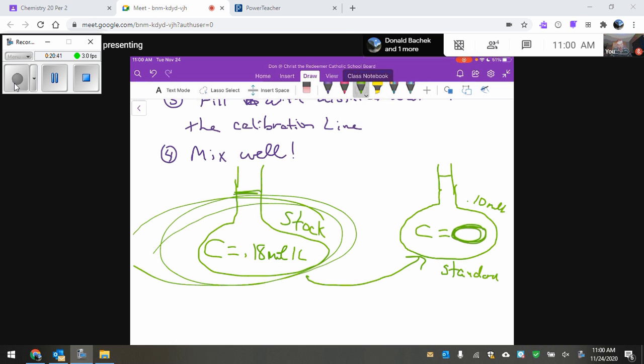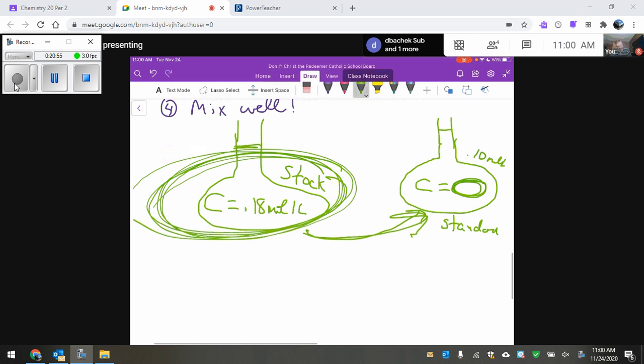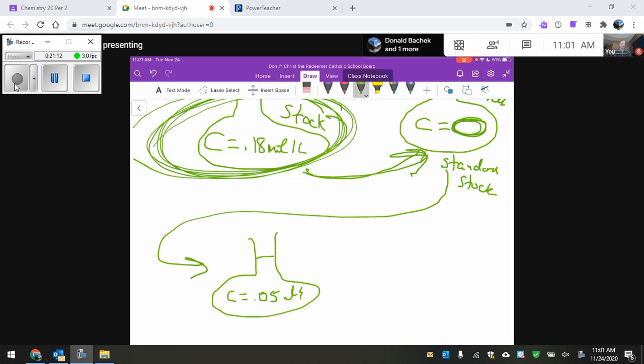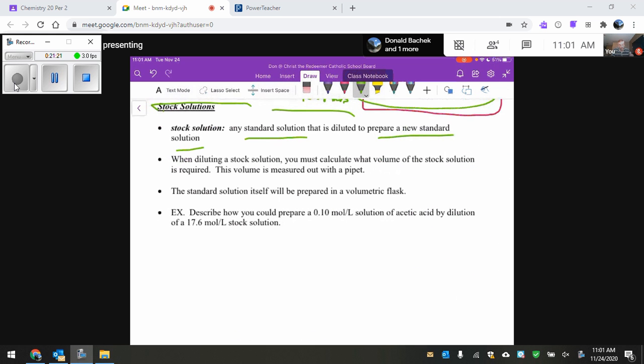Well, I can use my stock solution, which was a standard solution, and make a new standard solution right here. And to make that even more confusing, if I took this one and decided I want to make another one, this now becomes the stock solution, my 0.10 molar, and I'd make another standard solution, maybe 0.05 molar. So that would be my new standard solution from a stock solution, and so on and so on. That's what they're talking about here, and I'll show you that tomorrow.